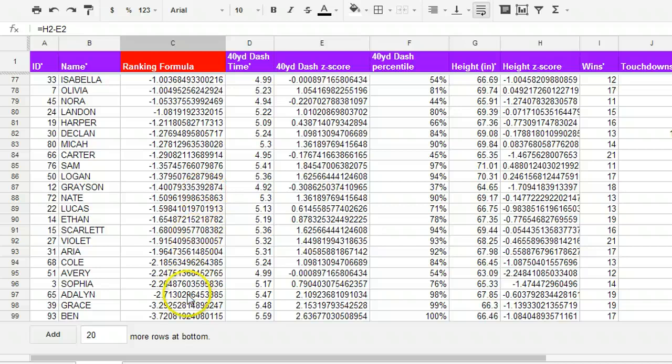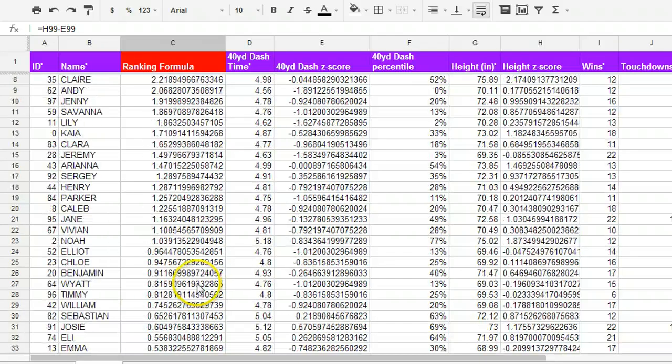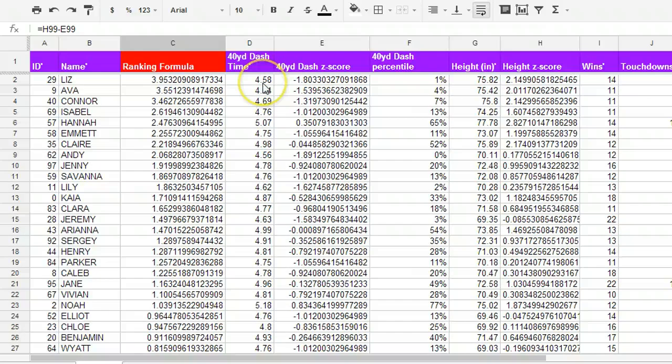Go to the other extreme. Ben, very slow, 5.59 40-yard dash time here. 100% of everyone, he is the slowest one, so 100% is at or below his time. For height, he's about a standard deviation below average. So it looks like Ben is not very tall or fast, so Ben's going to get the lowest score. The reason I can combine numbers that are totally different, such as 40-yard dash and height, is by using these standardized scores, these unitless scores.